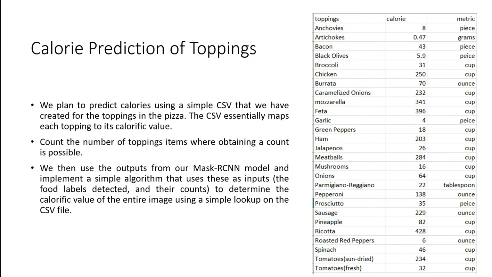After detecting the calories, we need a simple CSV that we have created for the toppings in the pizza. The CSV will contain the calorie information for each piece, gram, cup and ounce, mapping each topping to its calorie value. We'll be counting the number of topping items wherever obtaining the count is possible, and we use the outputs from the Mask-RCNN model to implement a simple algorithm to determine the calorific value using a simple lookup on the CSV file. Next slide.